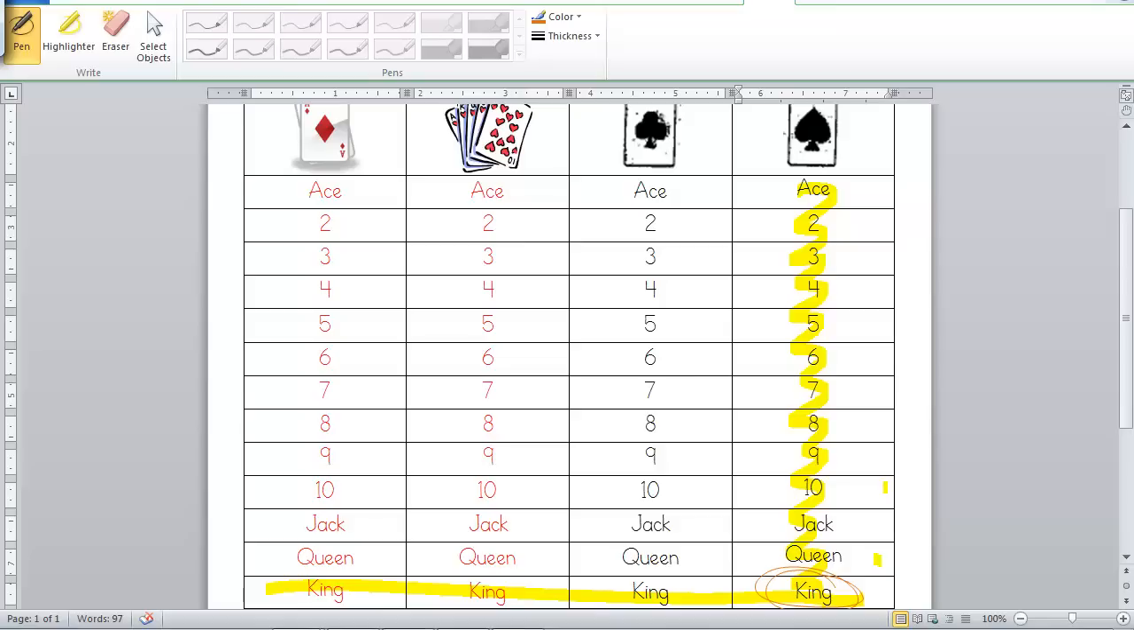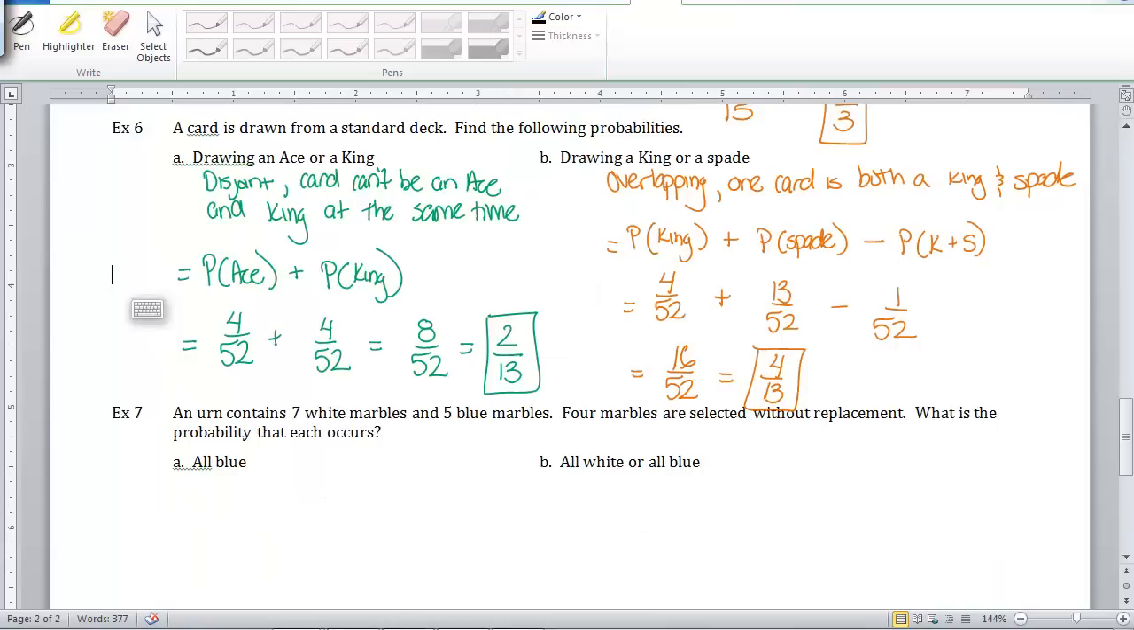And I need to subtract out the extra event so that I don't include it with the spades and with the kings. So the probability of a king was 4 out of 52. Probability of a spade, there's 13 spades out of 52. Minus the one card that was in both of those events. That was both a king and a spade. So 4 plus 13 minus 1 is 16 out of 52, which simplifies to 4 out of 13.